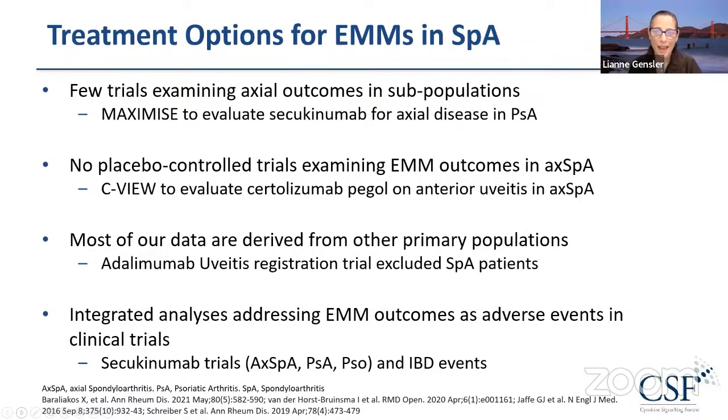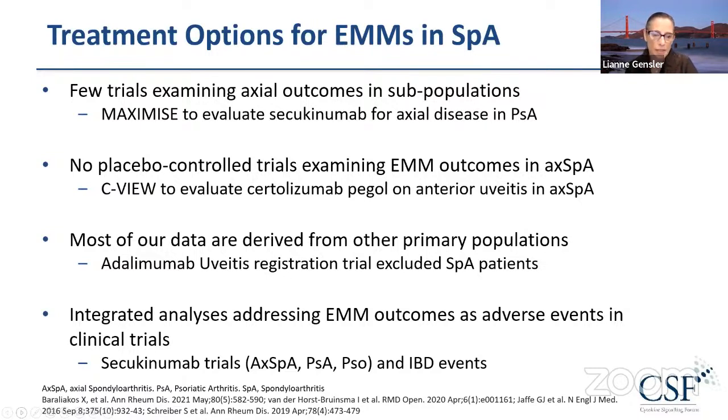So all of the data that we have when we think about the efficacy on these extramusculoskeletal manifestations comes from the data in uveitis, the data in psoriasis, and the data in inflammatory bowel disease. Most of our data, as I said, are derived from these primary populations, an example being adalimumab's impact on uveitis. The registration trial actually excluded patients with spondyloarthritis. So it looked at patients who had anterior uveitis, but did not include our own patients because they already had an indication for this therapeutic option.